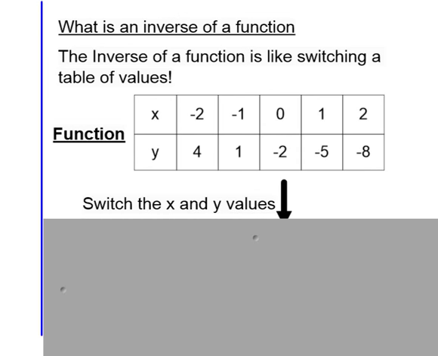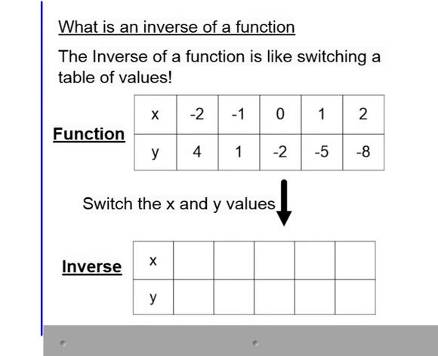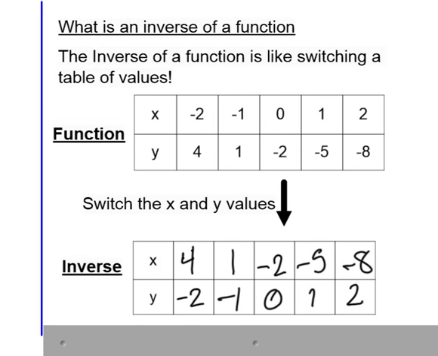All we have to do to create an inverse is to switch our x's and y's, switch our inputs and our outputs. So what will we get? Well, the -2, which was an x, is now a y, and our 4, which was a y, is now an x. -1 is now the y, and 1 is the x. 0 is now the y, and -2 is the x. 1 is the y, -5 is the x, and 2 is the y, and the -8 moves up to our x's.